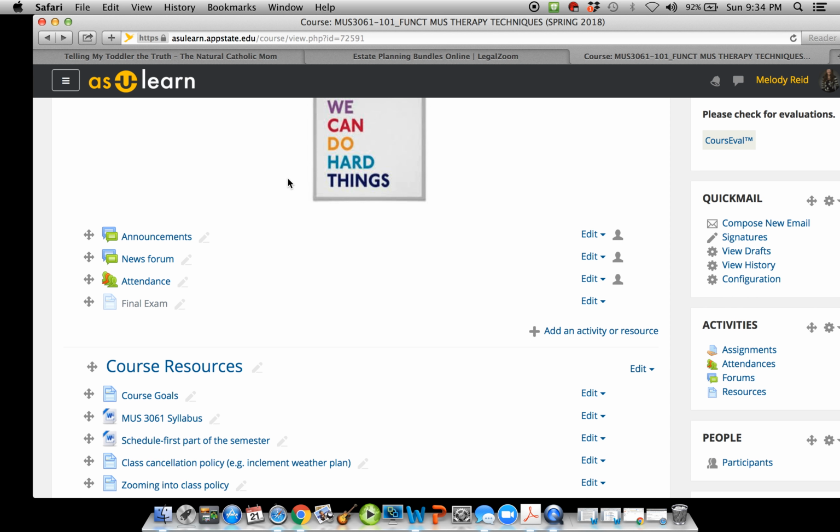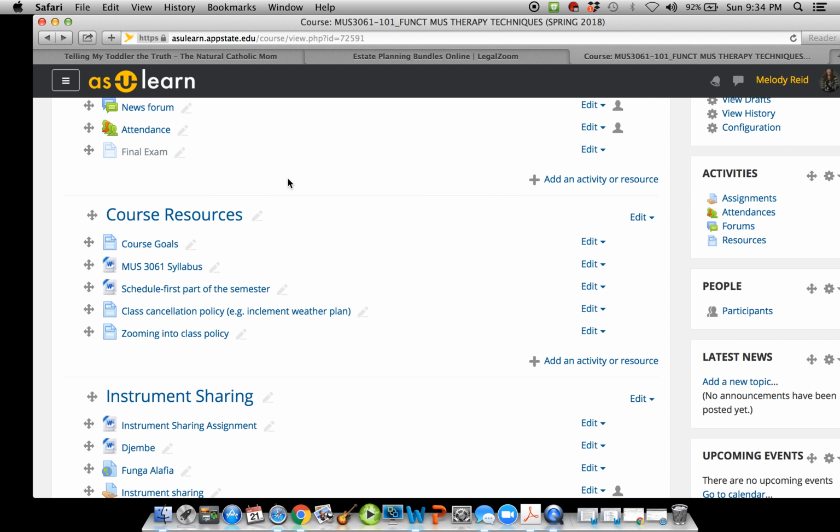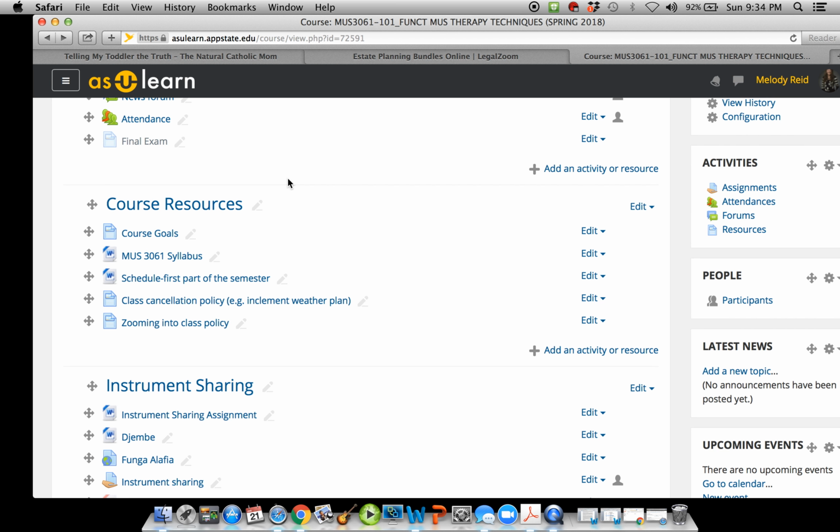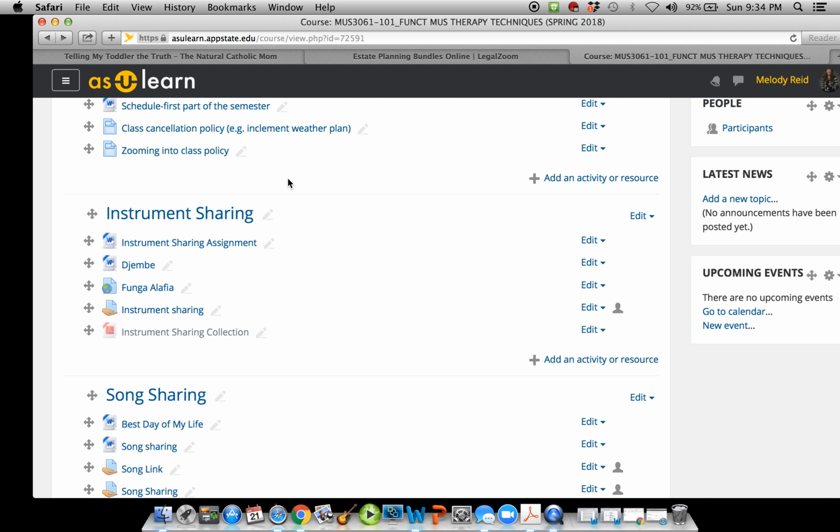So the way that things are going to go is we have these main components of our class. The first one is instrument sharing. And we're going to spend quite a bit of time working on the djembe. I studied djembe in Senegal, and I'm particular about how we play those larger drums. And we don't have enough djembes for everyone, so we'll use some other instruments as well. But I'm going to teach you some of the proper drumming techniques and how to care for the djembe, and just use it a little bit more functionally, hopefully, than we have in the past.